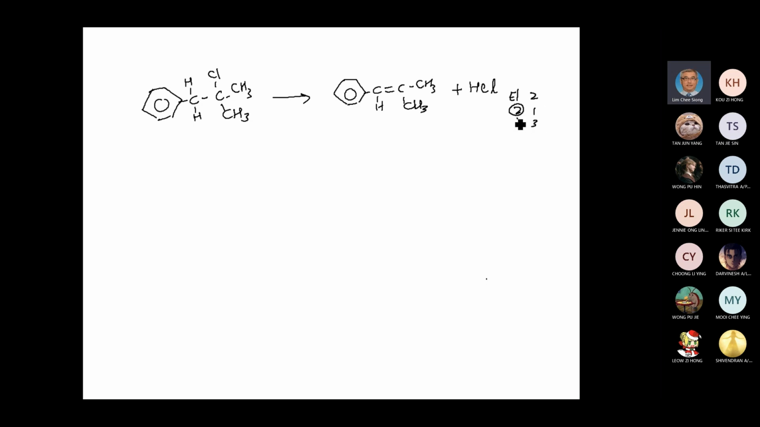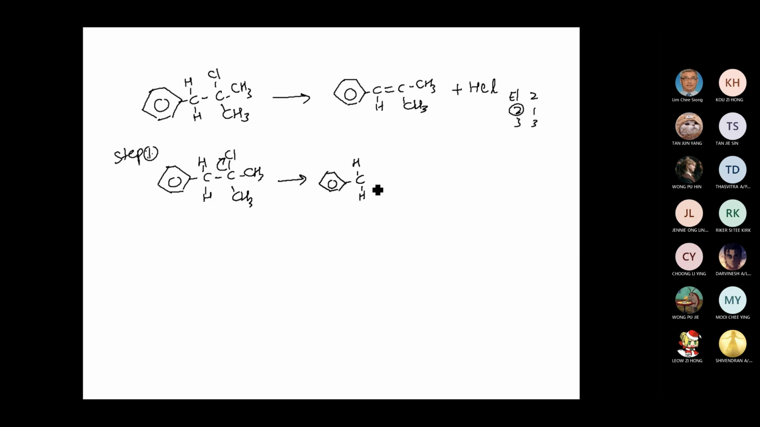Here, E1, 2 steps. So step 1, we are going to form the carbocation. So form the carbocation, plus Cl negative. Okay, step 2, we have to use water to remove it. But normally it's hydroxide. So what you're going to do, we call the hydroxide to come and take over the H.